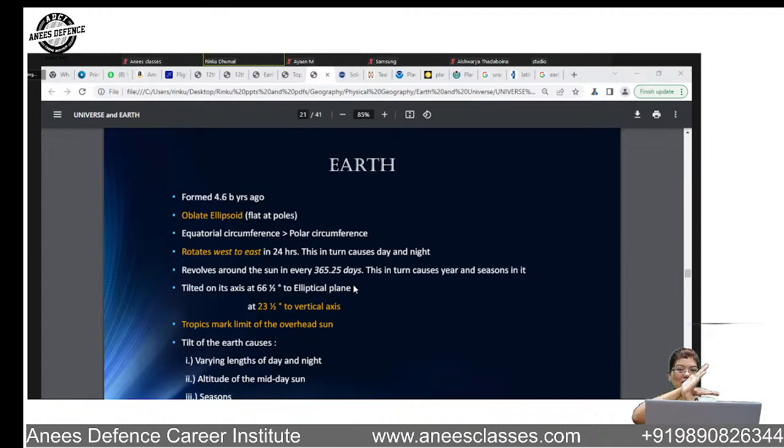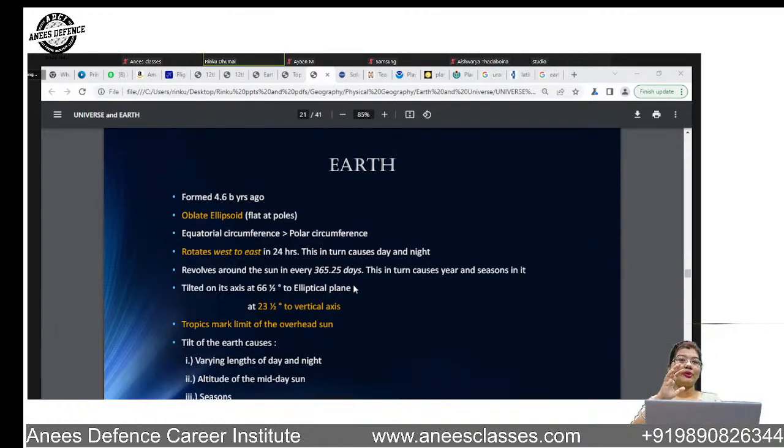And if you consider the elliptical orbit, the orbit in which the earth goes around the sun, then it is at 66.5 degrees to the elliptical orbit. That is the tilt of the earth. Now this tilt of the earth makes the earth extremely habitable, and it gives you the various seasons and the varying lengths of day and night on the earth. These characteristics of the earth are because of the tilt of the earth.